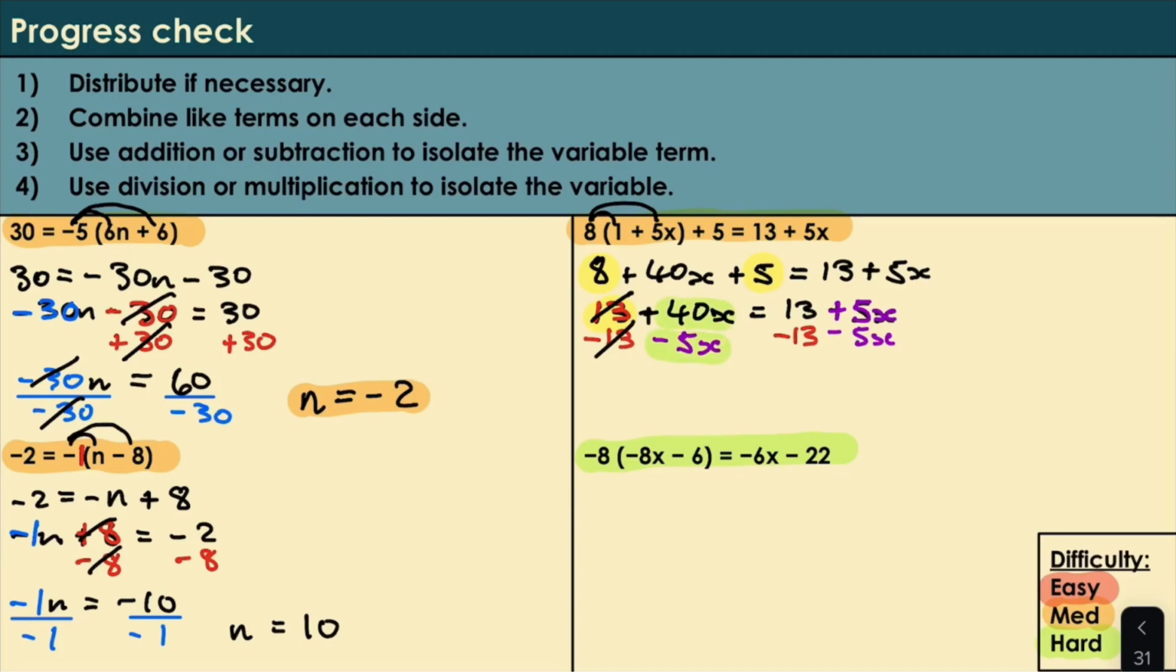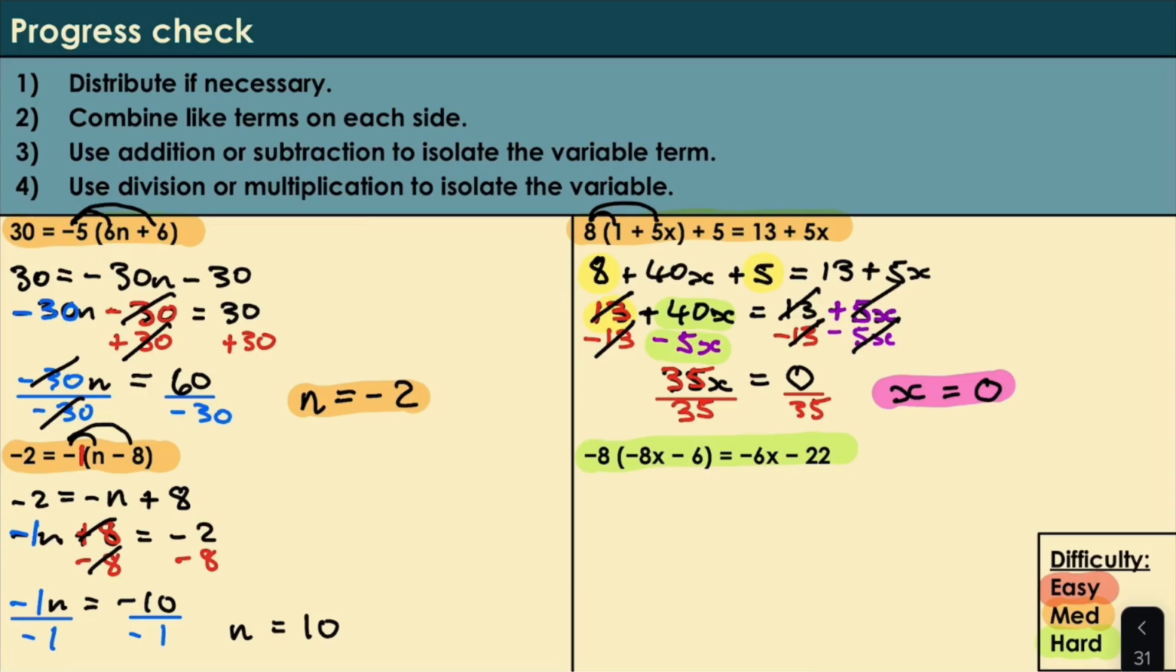40 minus 5x is 35x. 13 cancels with 13. And 5x minus 5x cancels. So on the right side I have 0. My coefficient of x is 35. I divide by 35 on both sides, and I know that 0 divided by anything is 0.